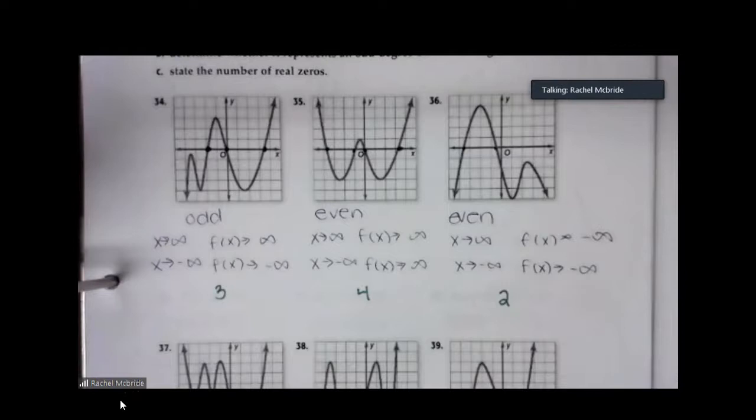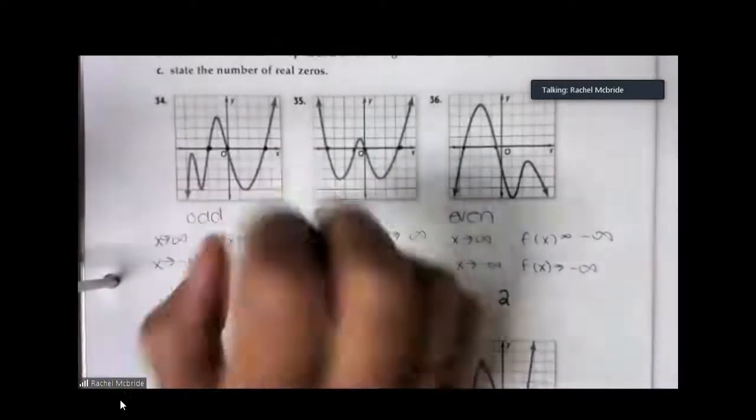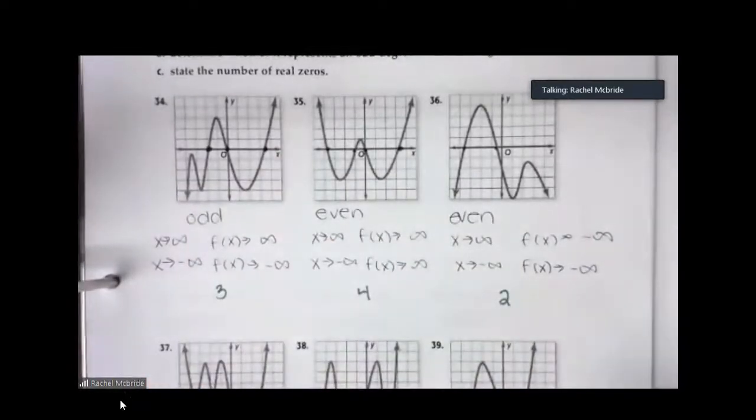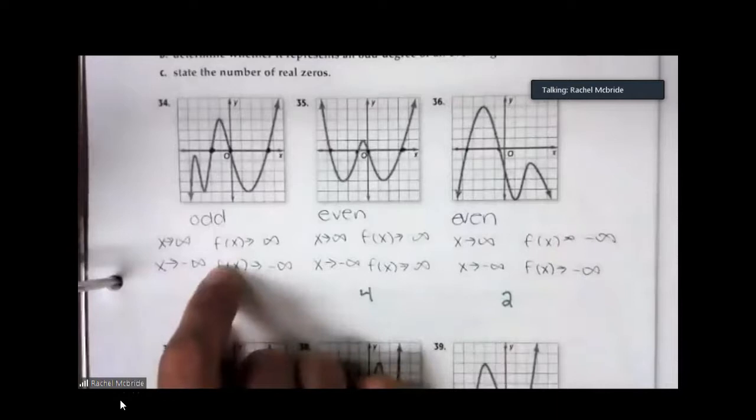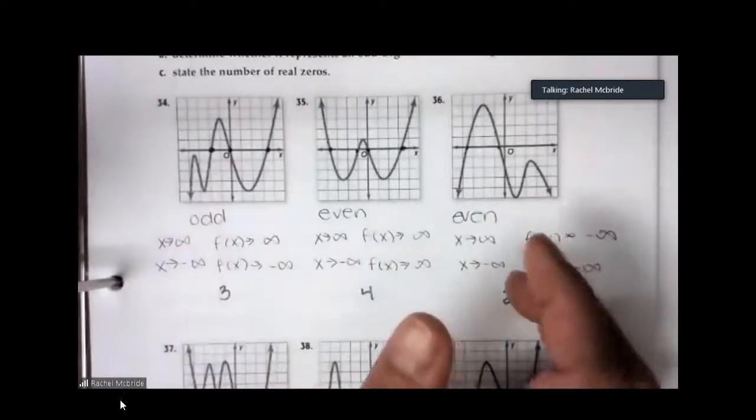The degree is always one more than the number of mins and or maxes. So in this case, you have 1, 2, 3, 4 mins and maxes. The 34 is a degree 5. So the degree is one more than the number of mins and maxes.